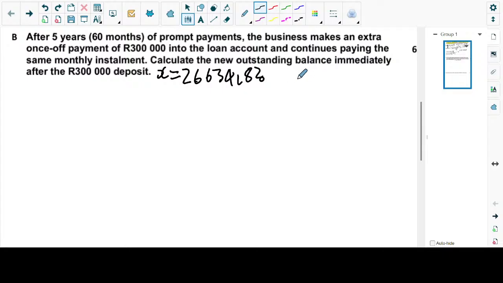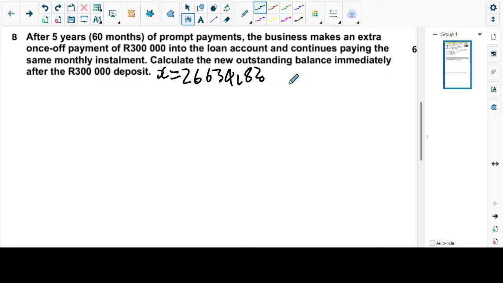If we go to the next question, guys, regardless of whether you got the X correct or not, you're going to use whatever X that you got. They call it continuous marking. So if you got a wrong X there, it's fine. Continue with your wrong X, and they're going to mark you according to the wrong X that you got.